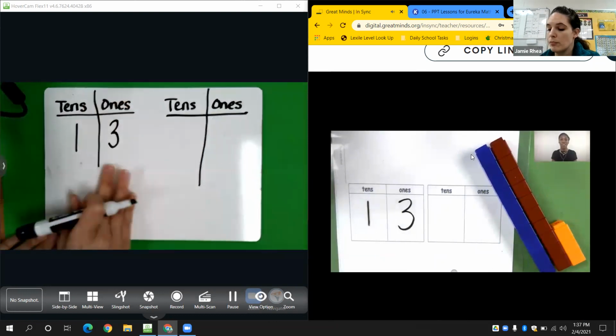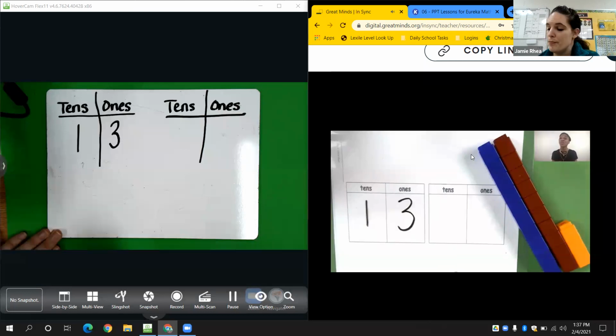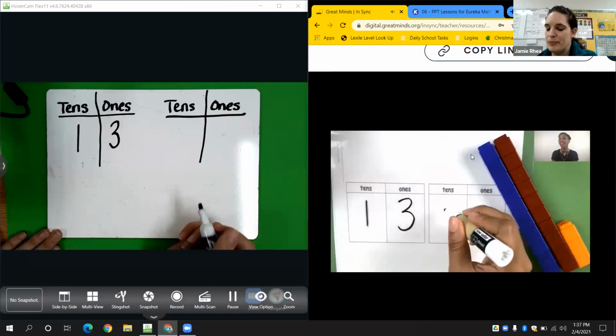Now how many linking cubes do you see? I see 2 10s and 3 1s. So that makes 23. Yes, 23 linking cubes. How many tens and ones are in the number 23? 2 10s, 3 1s. There are 2 tens and 3 ones in the number 23. I'll record that in our place value chart.